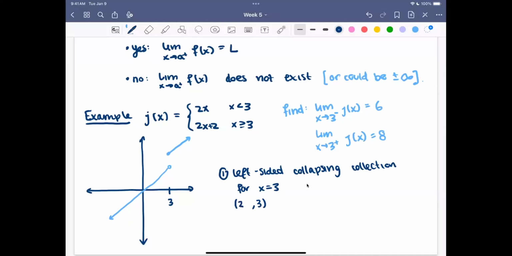So this will be 3 minus 1. The next interval will be 3 minus 1/2, and then 3 minus 1/3, and so on. Okay, so the left endpoint of each of these intervals is getting closer and closer to 3. Okay, so what are the f images of these intervals going to be?